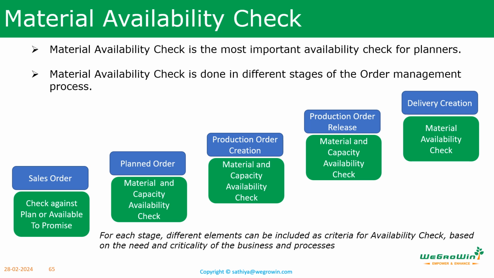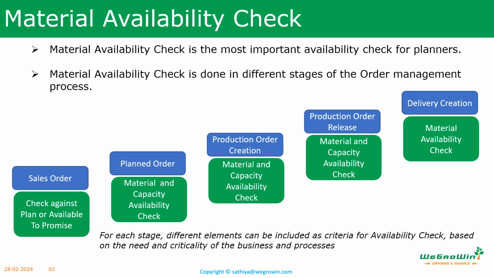Material availability check is the most important availability check for the planners. Material availability check is done in different stages of the order management process, starting with sales order, where it can be checked against the plan or available to promise. And then in planned order stage, material and capacity availability check can be done.